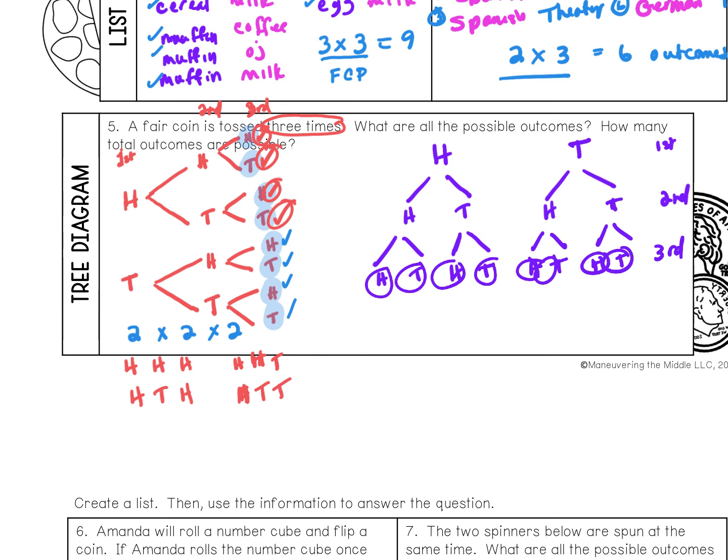We can count them, or we can start with the first toss. There's 2 choices. Second toss, there's 2 choices. And third toss, there's 2 choices. And altogether, that would be 8. And both ways, we have 8. So now I'd like you to try the problems on the back on your own.